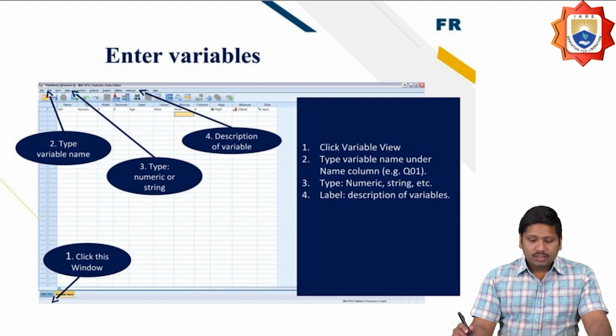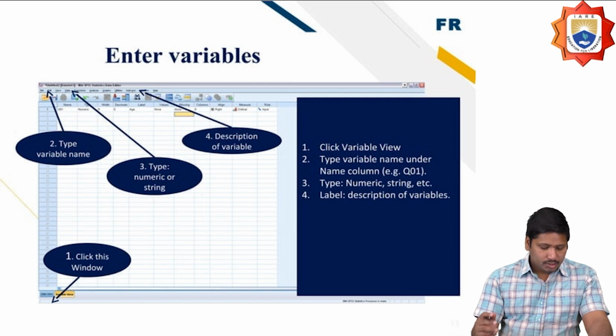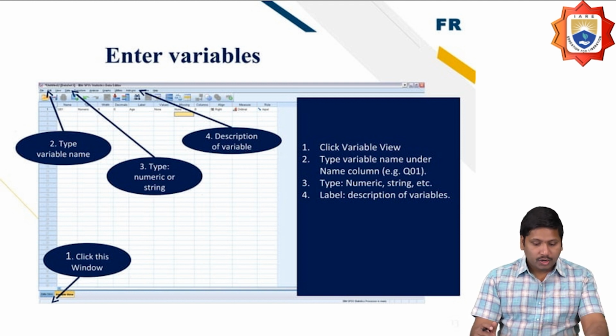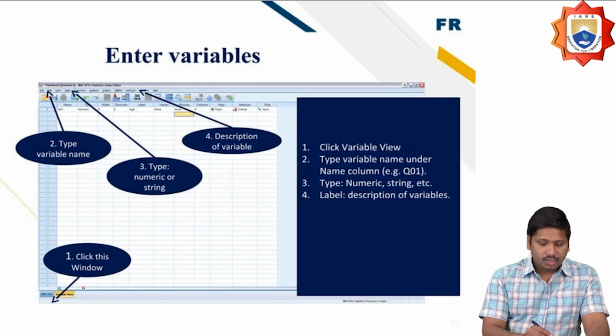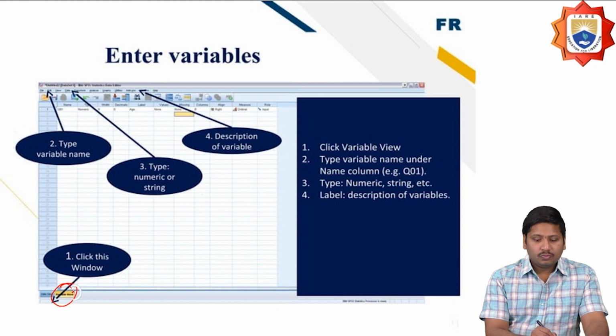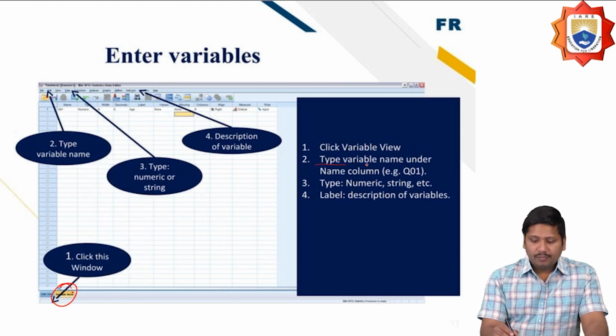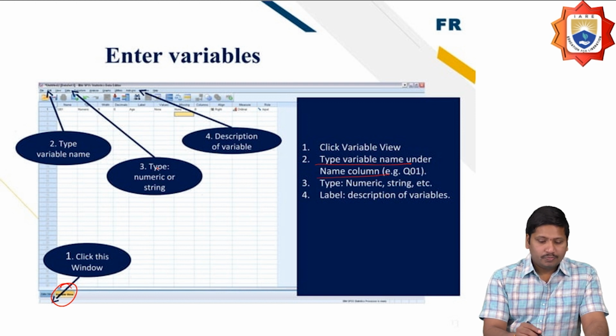So once that one is done, how are we going to enter this data variables in the variable view? For that, the first thing is to click on this variable view. Once we click, the window will be opened. Then type the variable name under the name column.